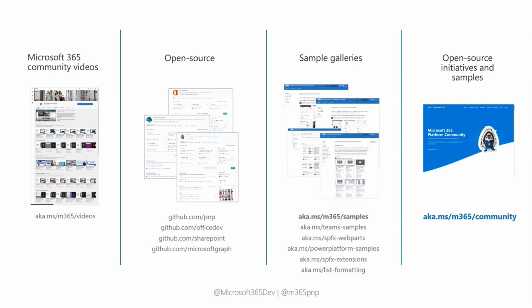And if you're wondering that there are too many URLs to remember, luckily there's only one, which is aka.ms/m365pnp community. And that's going to be the landing page for Microsoft 365 and Power Platform community. And from there, you'll have access to all of the different additional locations where we have other things available.